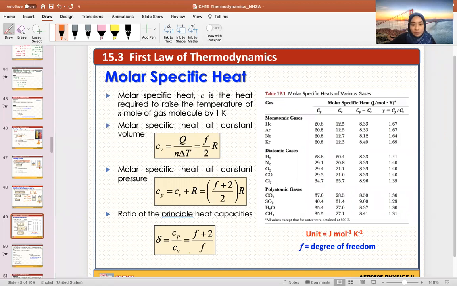Same thing. Do you need to know the ratio of principal heat capacities? Not really, in my opinion. You just need to know these. And to make sense of things, I talked about the table as well.